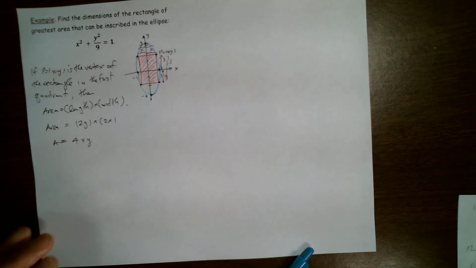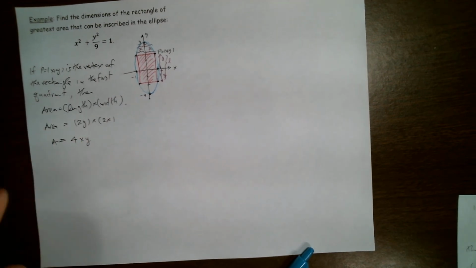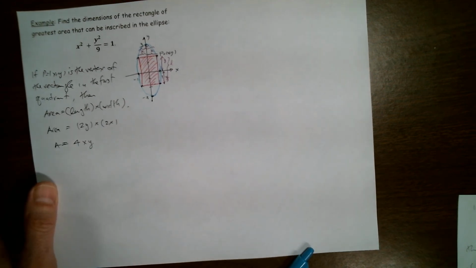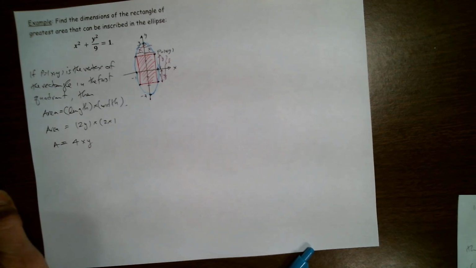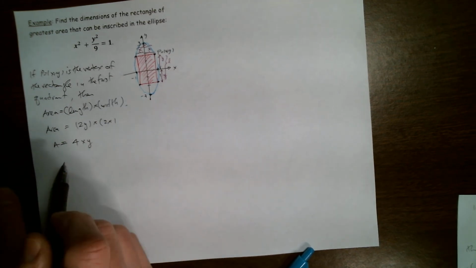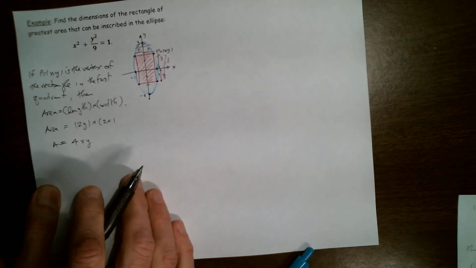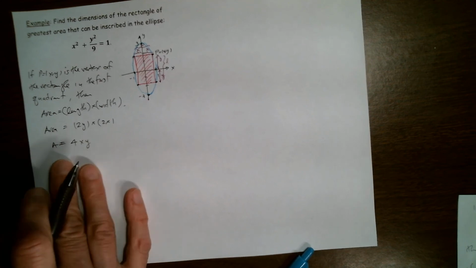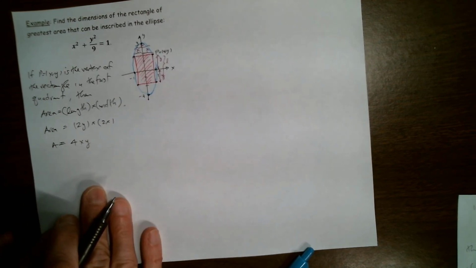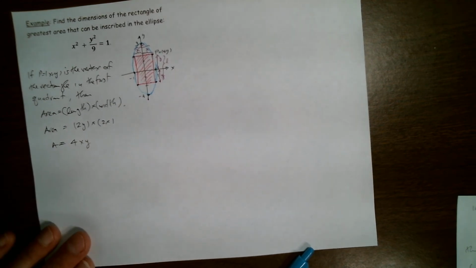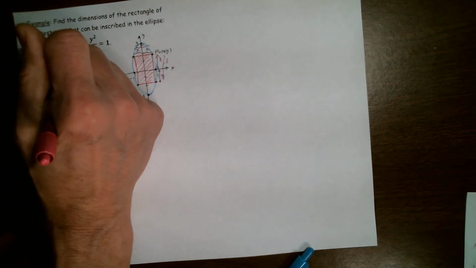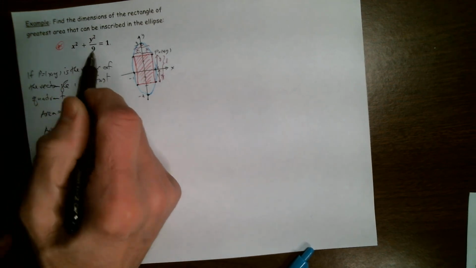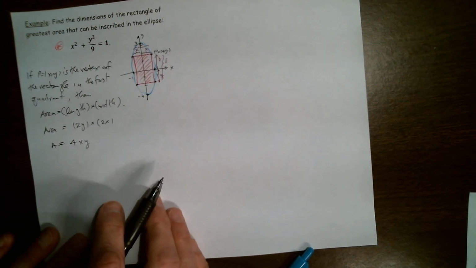Now, the only issue we have with this formula is that it's a function of two variables, x and y. And so to use our derivative theorems to maximize the area, we need to go one step further and write the area as a function of only one variable, right? So how do we do that? Well, we come back to the original equation of the ellipse, which tells us the relationship between x and y for any point on the ellipse.